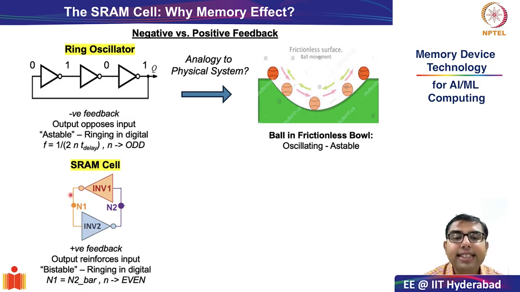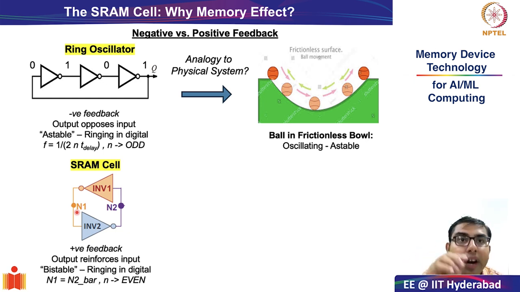Suppose I had written 0 at N1. So at the output of N2, after one propagation delay, I will get 1, and after the second propagation delay, passing through inverter 1, I will again get a value of 0. So the value that I had forced or written at N1 is now getting positively enforced. This system is positively reinforcing the input.